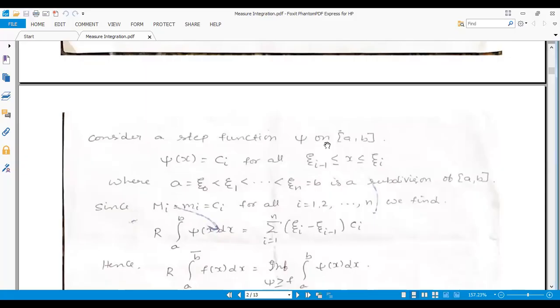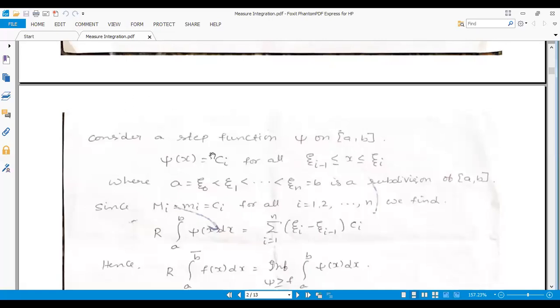If phi is simple, then with values alpha 1, alpha 2, ..., alpha n, it can be expressed in the form of a summation: phi of x is equal to the summation of i running from 1 to n of alpha_i chi of E_i. Then definitely it is in the set of all measurable functions. You know that the sum, product, difference and quotient of two simple functions are also simple and measurable. We discussed this in the previous chapter.